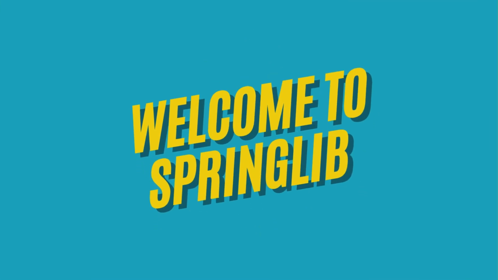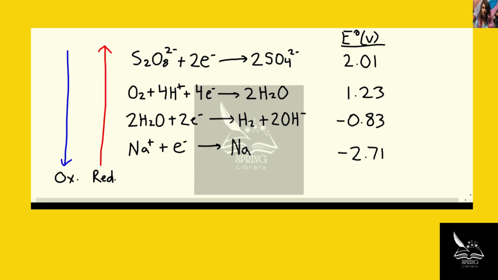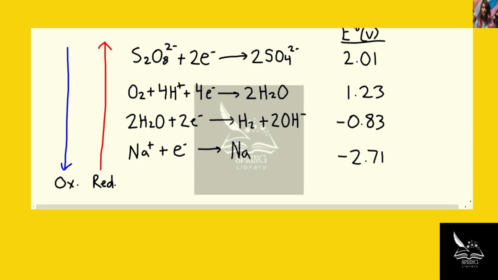Welcome to Spring LIB. We are given this list of standard reduction potentials for these four half reactions, and we are told that in the electrolysis of an Na2SO4 solution, we want to determine which of these half reactions occurs in the anode and which occurs in the cathode. We know that oxidation will occur in the anode and that reduction will occur in the cathode.